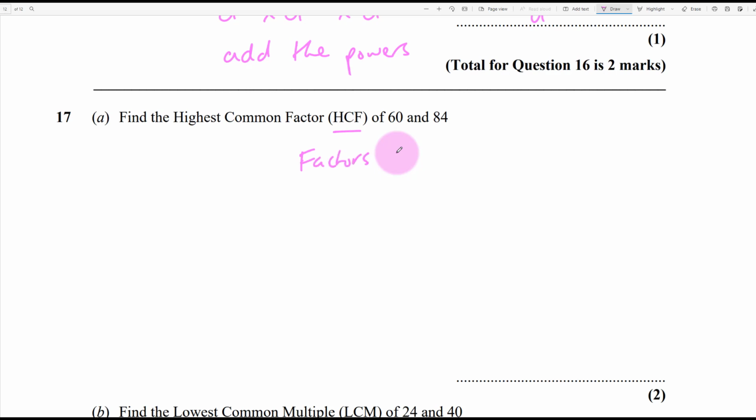So 60 is 1 and 60. 4 and 15, use your calculator if you don't know. 2 and 30. And what else? 6 and 10. Now 84, let's try it. 1 and 84. It's 2 and 42.